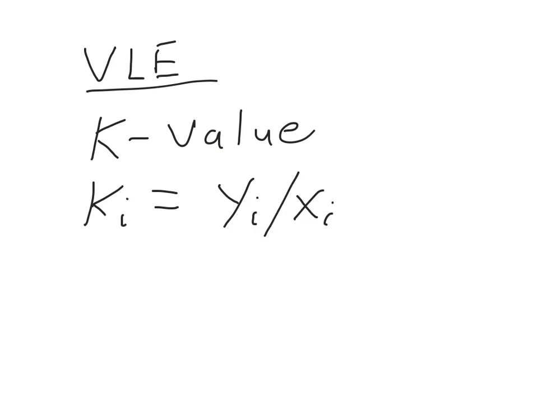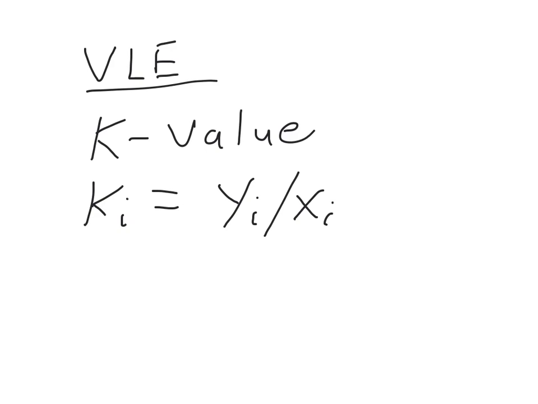So the K value is defined such that the K value for a particular compound, and this I've just labeled i, could be species A, B, C, or whatever, is just the ratio of the mole fraction in the vapor or gas phase to the mole fraction in the liquid phase. So the great thing about the K value is once we know what it is, if we know what the mole fraction of a particular compound is in liquid, we can find what it is in the vapor or gas, and vice versa. If we know it in the gas, we can find it in the liquid. So knowing the K value is really important towards understanding and describing vapor-liquid equilibrium.